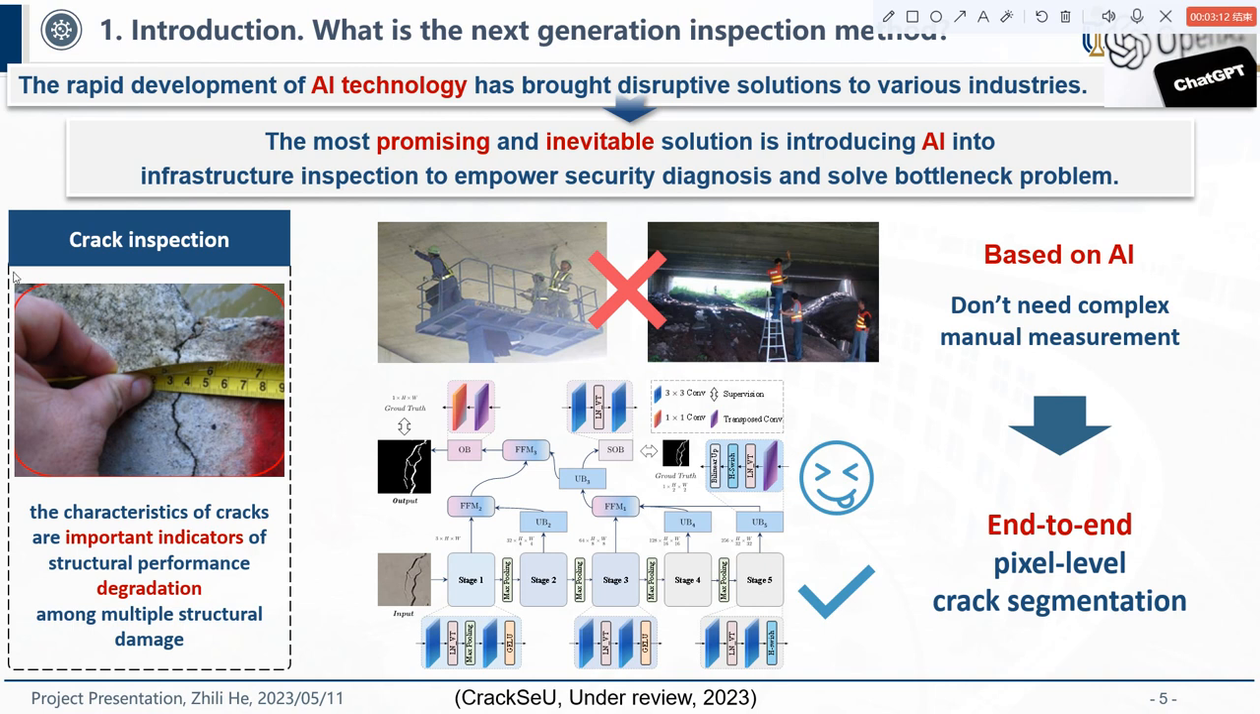Among multiple structural damages, cracks are one of the main forms, and this is critical. The characteristics of a crack, such as the length, width, and density, are also important indicators of structural performance degradation. So this research focuses on intelligent crack inspection. Based on AI, we don't need complex manual measurement anymore, just a neural network. It can achieve end-to-end pixel-level crack segmentation.